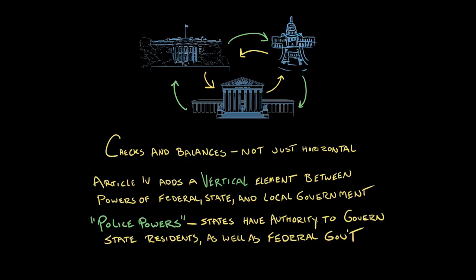There are 4 sections in Article 4, and the first section deals with full faith and credit. It says, full faith and credit shall be given in each state to the public acts, records, and judicial proceedings of every other state. So what does full faith and credit actually mean? It's designed to make, in a certain sense, all of the states of the United States part of a single system.